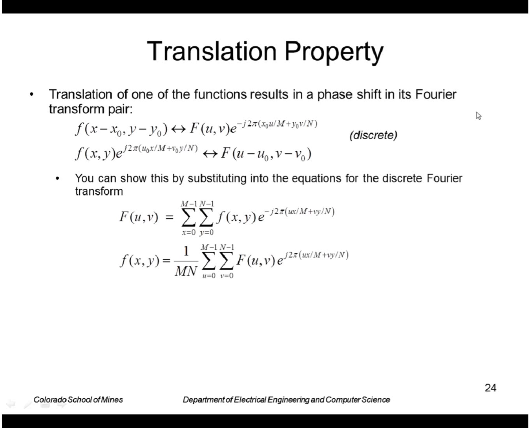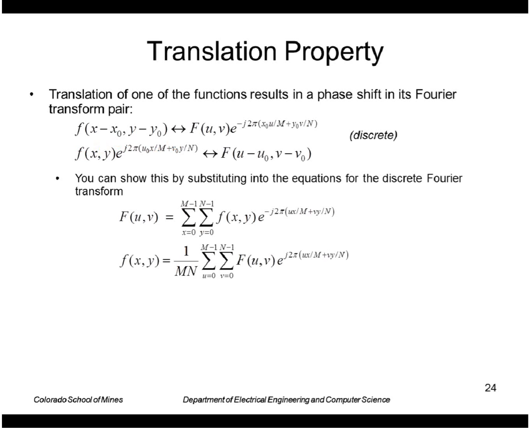Let's look at some other properties of the Fourier transform, such as the translation property. Let's say we have a function f of xy and its transform f of uv. Now if we shift f of xy by x0 and y0, the effect on the Fourier transform is multiplying each value of uv by an exponential like this. Or if we shift the transform by u0 v0, that multiplies the original function by these exponentials.